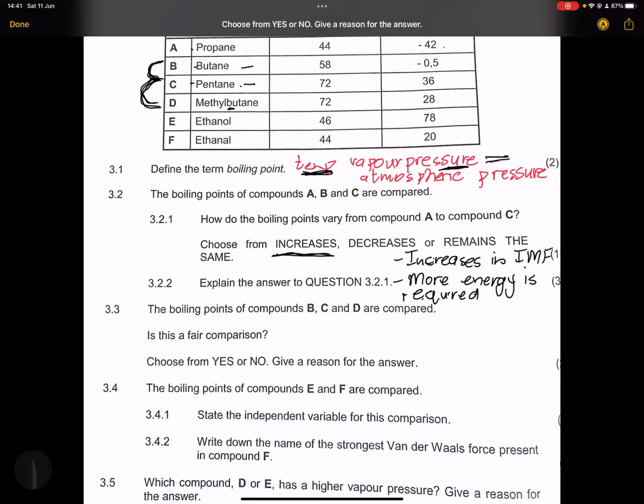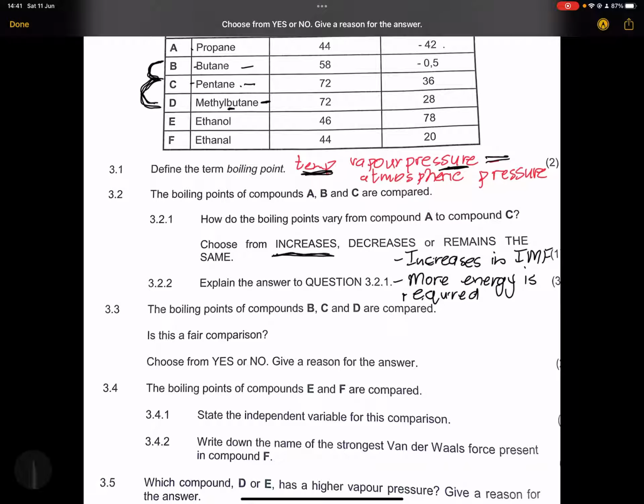Yes, it's got 5 carbons. It's got 12 hydrogens. But the problem is that now it's got a different shape. It means it's more spherical in that case. So it wouldn't be a fair comparison. Why? Because we've got more than one independent variable. Remember, when we talk about independent variable, we are simply talking about what is changing. So look at this. Between B and C, what is the difference? It's definitely chain length. They're both alkanes.